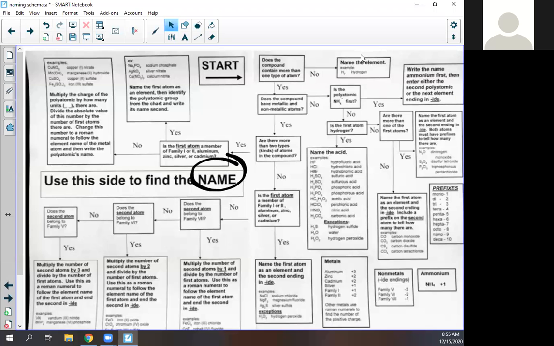Still says waiting. All right, so we'll use this side to find the name. This side's a little bit trickier, but most kids find it easier because they're kind of used to the process. Let me get this going. All right. A little frazzled, but we'll be all right.